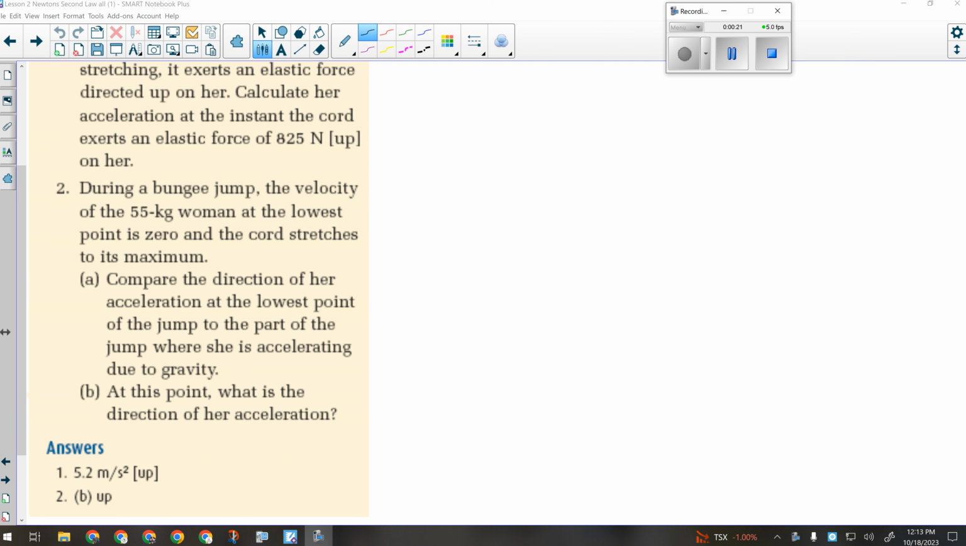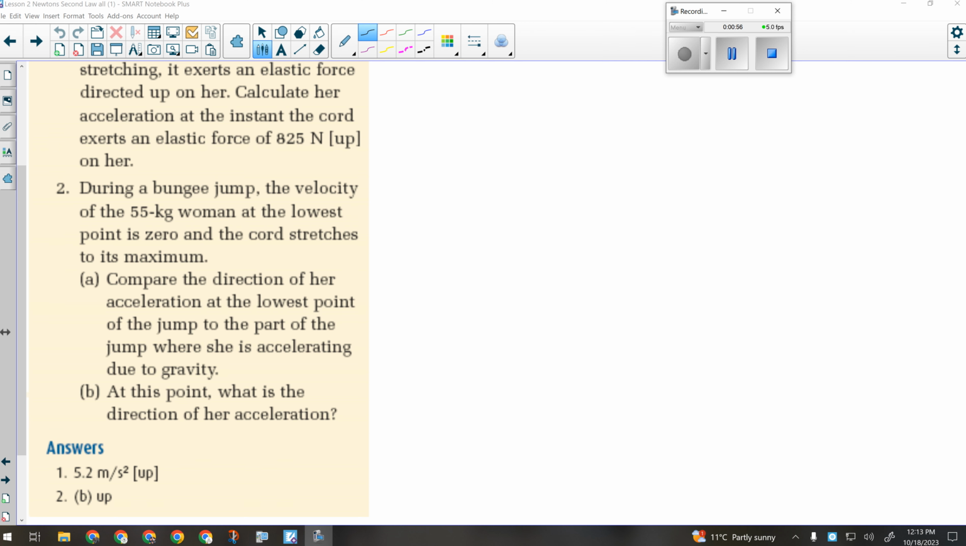Okay. For question number 2 here, it's asking about during the bungee jump, the velocity of the 55-kilogram woman at the lowest point is 0. Because as you fall and the bungee cord takes up, it stretches and it starts exerting a force upwards. In fact, the more it stretches, the harder it pulls. So you very quickly accelerate to a stop, okay, at the lowest point. Hopefully that lowest point is still somewhat above the ground. Okay. And at that point, yes, your velocity is 0. Okay, everyone with me on that part of it?